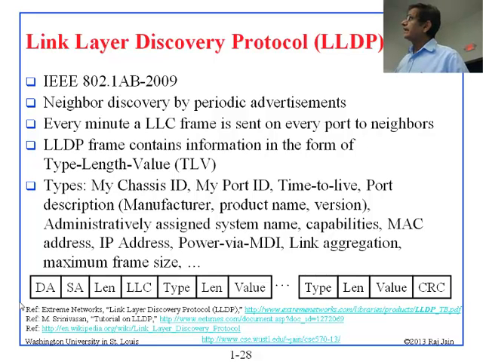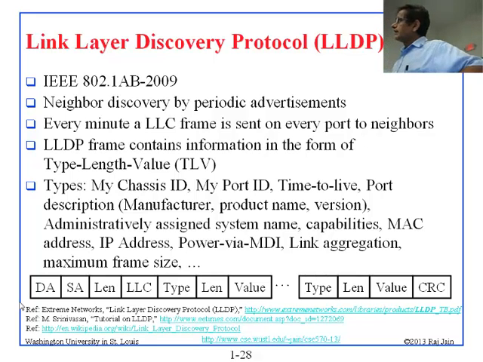Every minute, an LLC frame is sent on every port to neighbors. What is LLC? Logical link control. I talked about it in the last class, right? That 802.3 introduced logical link control. The LLDP frame contains information. It's just a very general frame. It can have any number of fields. Each field is a TLV. TLV means type, length, and value.